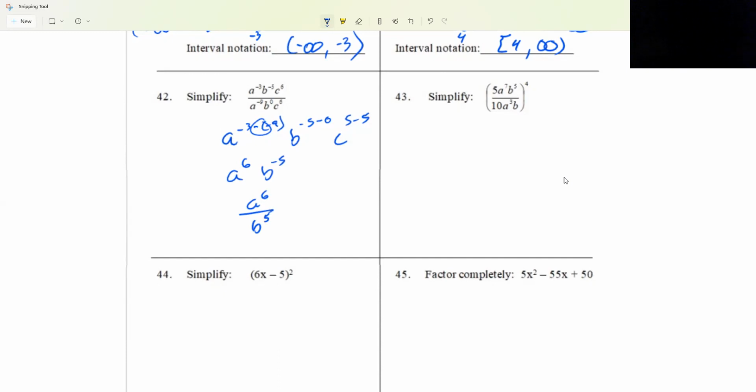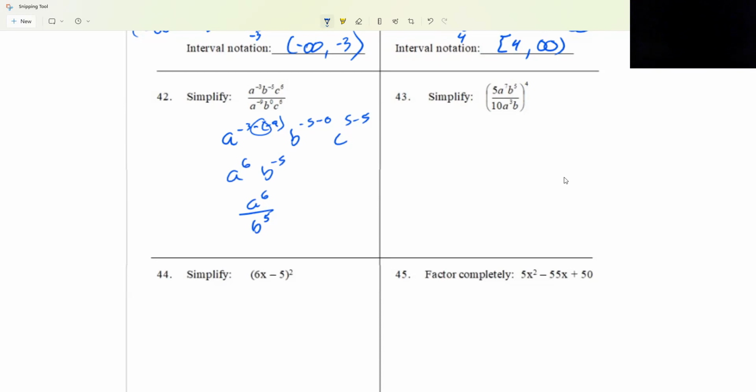All right. 43, you could start by raising everything in here to the 4th. Okay, that's going to make things really big, because 5 to the 4th is going to be 625. 10 to the 4th is going to be 10,000. Then you'd have to turn around and reduce it down, which is not going to be a lot of fun.